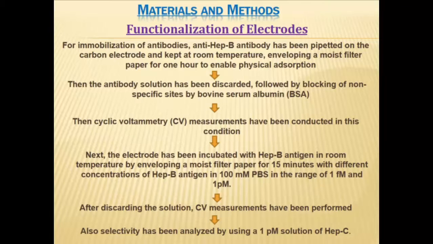Then we used cyclic voltammetry to identify the oxidation and reduction points. After that, we incubated the electrode with hepatitis B antigen at room temperature for 15 minutes. And again we did CV, and we saw the changes in the measured current of the cyclic voltammetry.